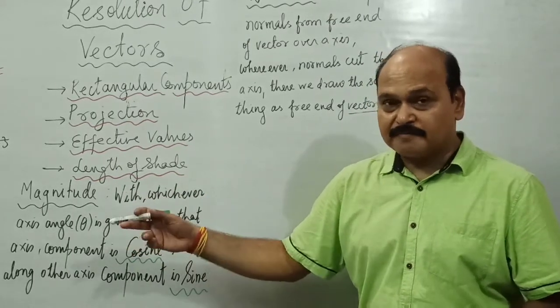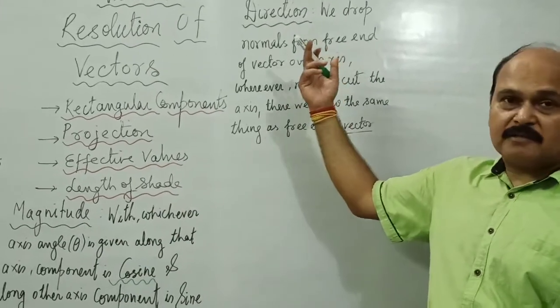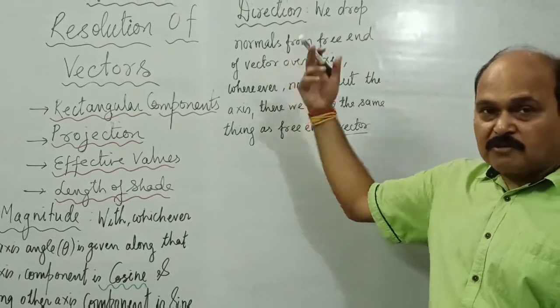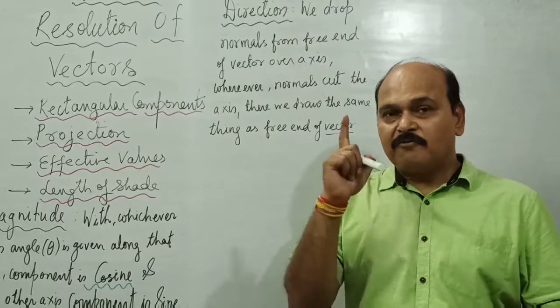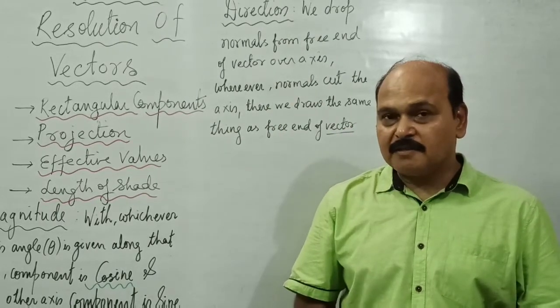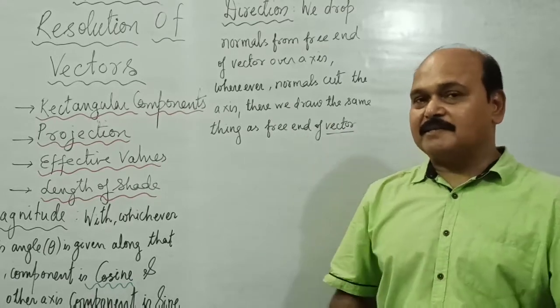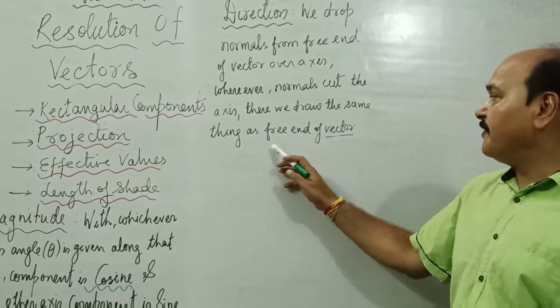We will apply this. And what is the conclusion for direction? Conclusion for the direction is, from the free end of the vector, we drop normal over axis. Wherever this normal cuts the axis, there we draw the same thing as is the free end of the vector.